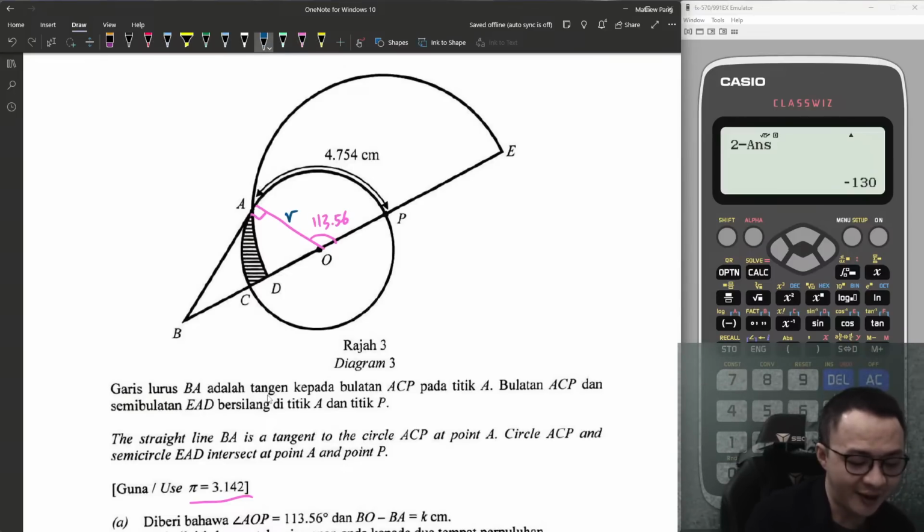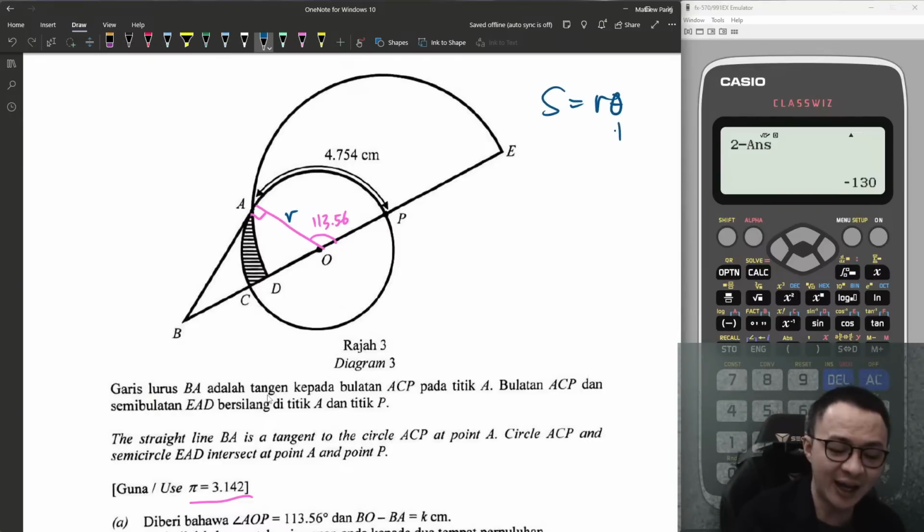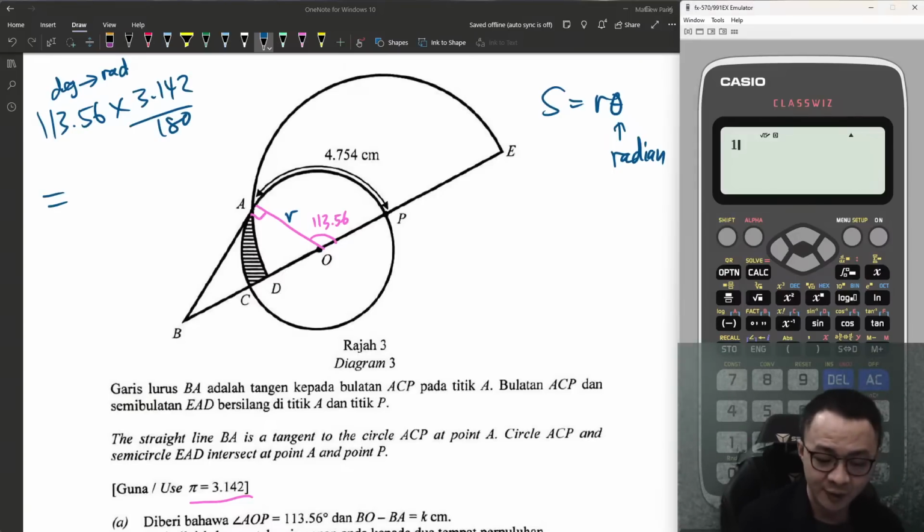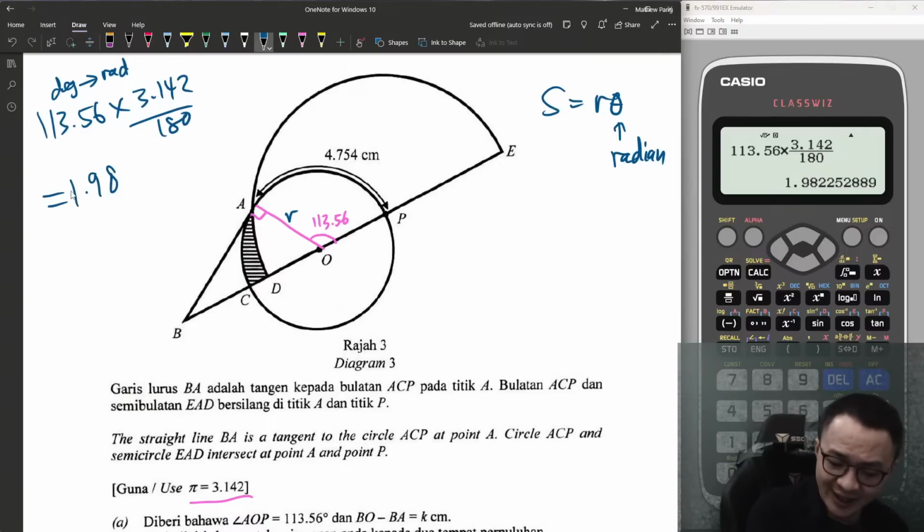Alright, so since we have some arc length, we know S equals R theta. But we have some bad news because this theta must be in radian, and this one is in degree. So I definitely don't like the degree, 113.56. I need to change it to radian. I need to multiply by pi over 180. So 113.56 multiplied by 3.142 over 180. So I will get 1.9823 radian.